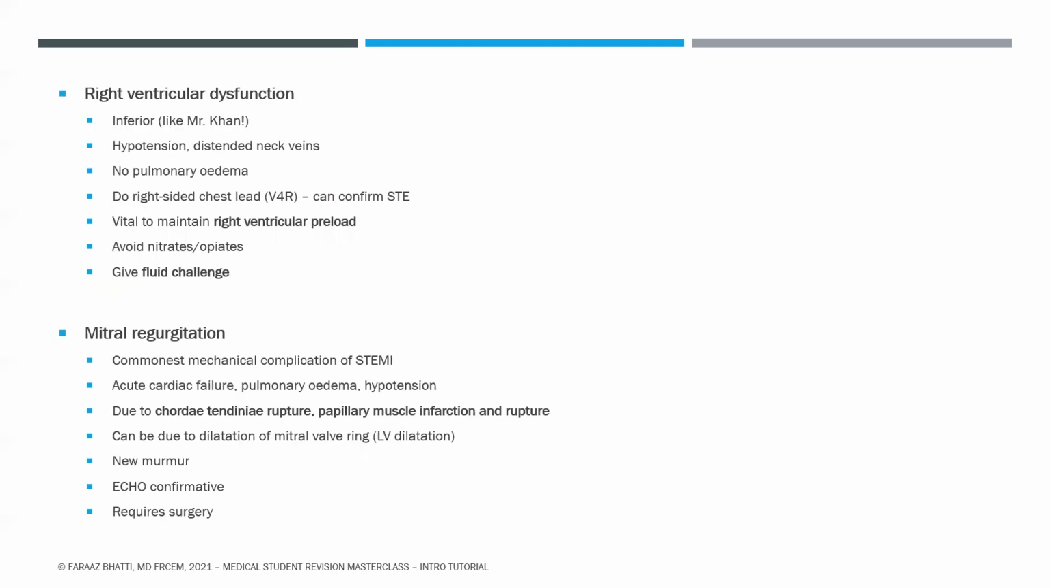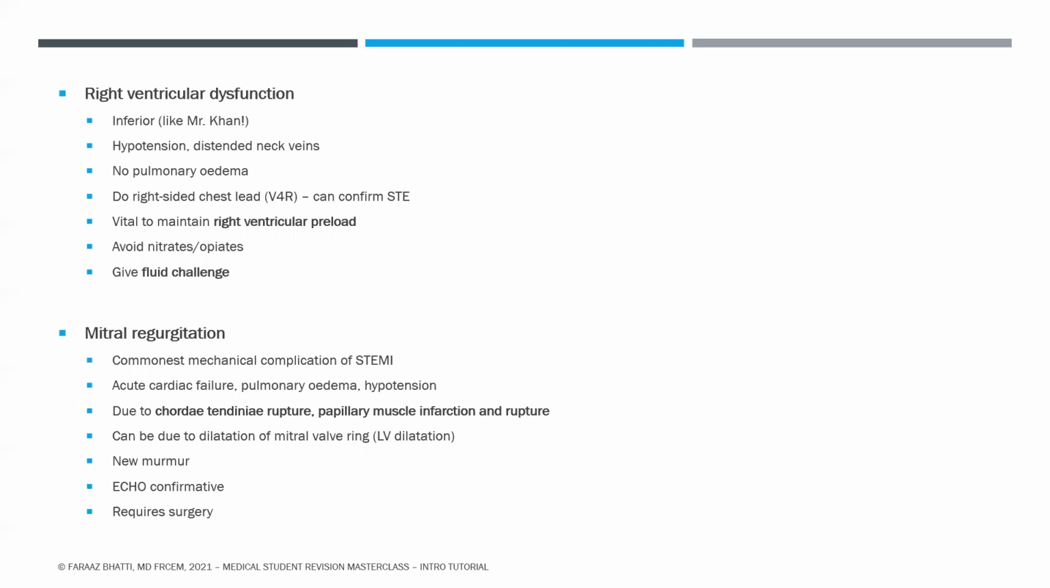Right ventricular dysfunction. This can occur with inferior MIs like our patient, Mr. Khan. They could have hypotension and distended neck veins with extensive right ventricular infarction. They're not going to have pulmonary edema, and you should do right-sided chest leads to confirm the ST elevation. It is vital to maintain right ventricular preload, so avoid any therapy that is going to reduce preload, and that includes nitrates and opiates. And you can give a fluid challenge.